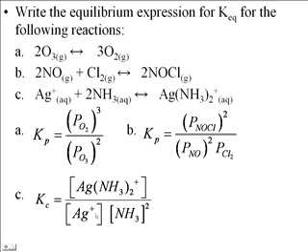You've got Ag+, and then you've got NH3, and again, notice the 2, and that's squared. So what you should remember from this is that it's always products over reactants, and that the coefficients from the balanced equation are the ones that go up in the corner as powers on these equations.